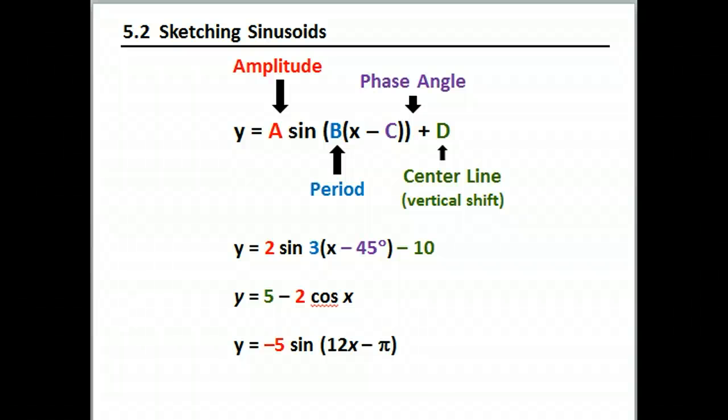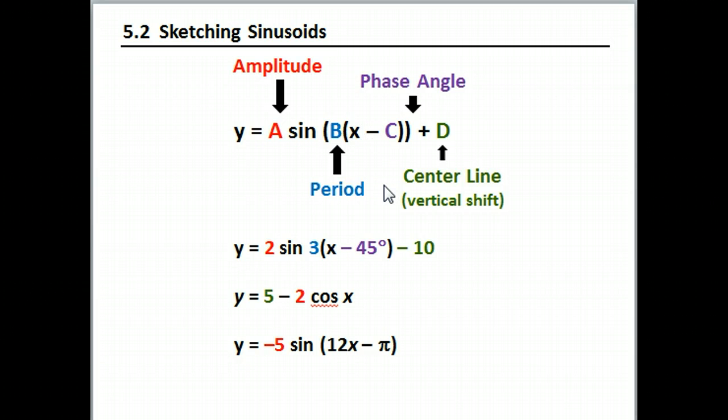Okay, let's sketch some sinusoids. First of all, we want to look at the equation. And we want to notice that we have an amplitude, and that goes in front of the curve name, whether it's a sine, cosine, tangent, whatever. We also have a period, and that's the one in blue here, and that goes right after the sine, cosine, tangent, whatever. And then we have a phase angle, and that goes in the parentheses if there is one.